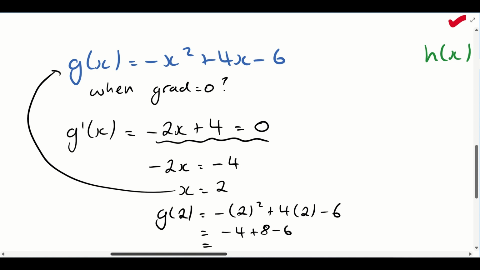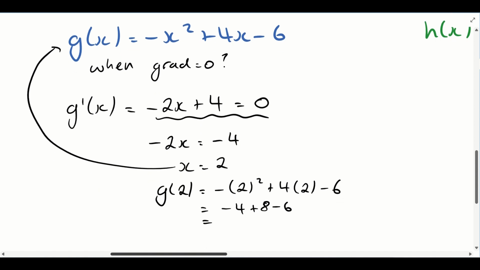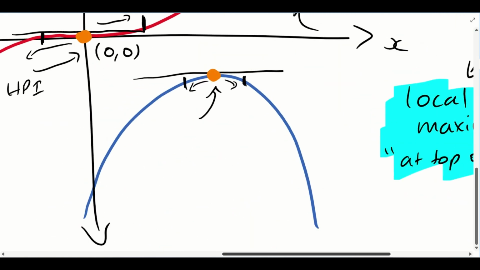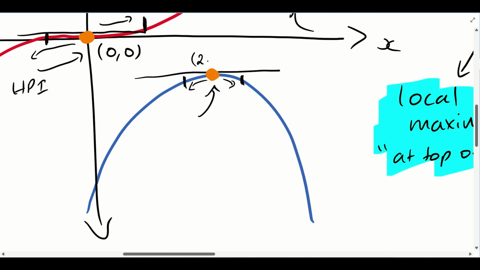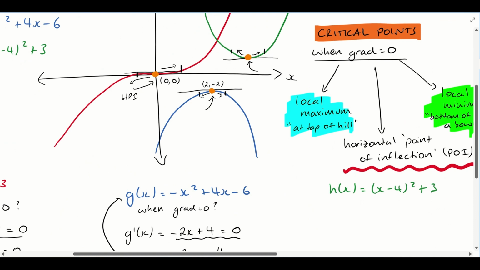And minus 4 plus 8 is 4, take away 6 is minus 2. So we get the point 2, comma, negative 2. So we can take that up to our blue critical point and label that 2, negative 2. And the last one is going to be in our green.